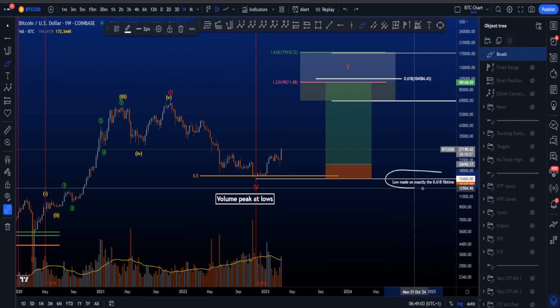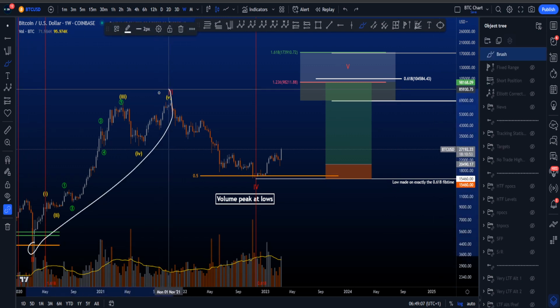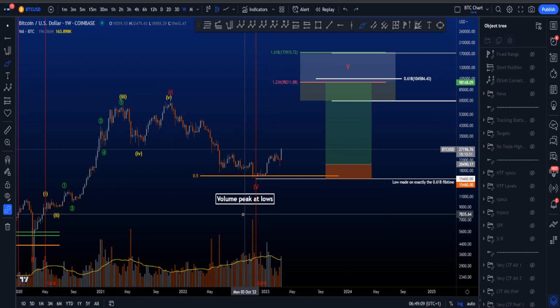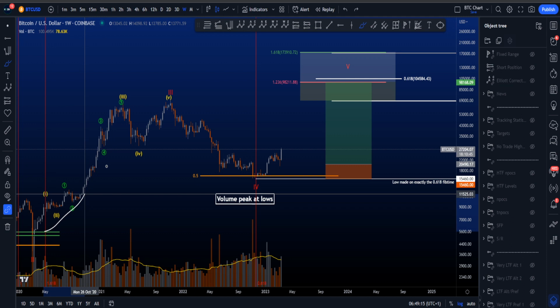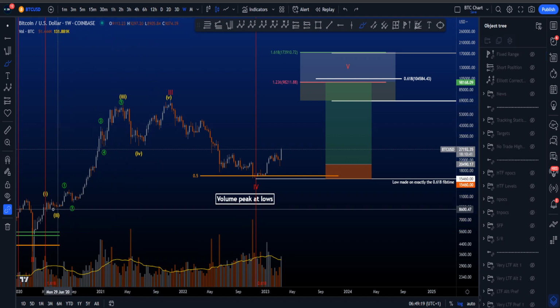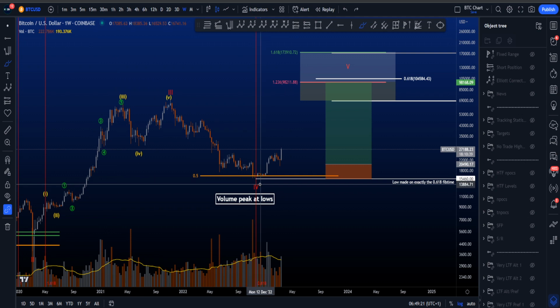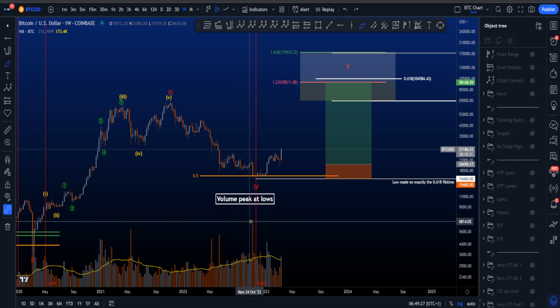The low is also made exactly on the 0.618 fib time, which is pulled from the low of 2 to again the high of 3. And we had a volume peak at the lows as well, which can hint at potential reversal areas, because volume is not only always high during a wave 3, which is very bullish and impulsive in this scenario, but also volume peaks happen at reversal area. You can see the massive volume peak that we had over here, which can hint at a very important reversal area for then a move to the upside.